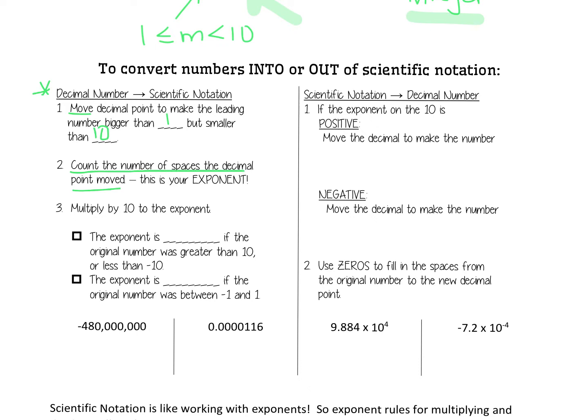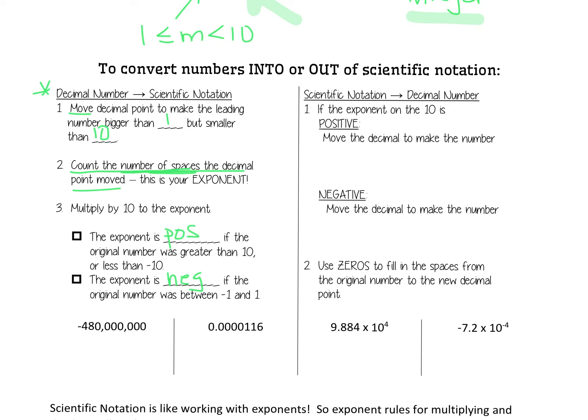It's not about the zeros. It's about the number of spaces the decimal point moved, because that's going to be our exponent. We'll then multiply by 10 to the exponent. The exponent is positive if the original number was greater than 10 or less than negative 10. Okay, we're talking about big numbers. The exponent is going to be negative if the original number was in between -1 and 1. Again, we're talking about a small decimal number there.